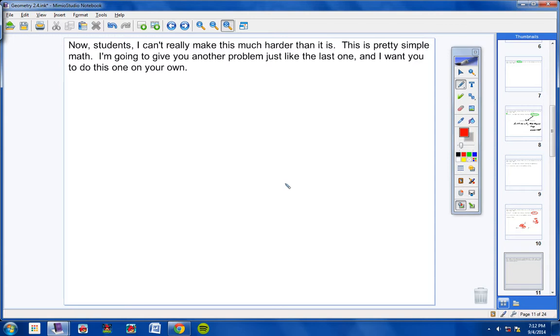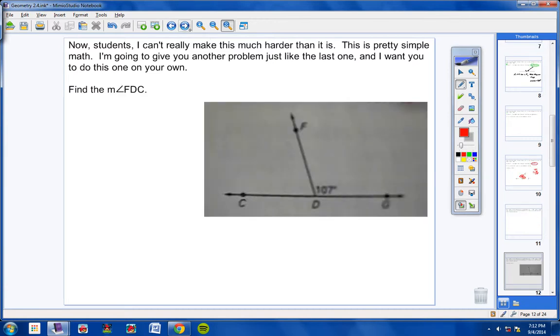All right. Now, students, I can't really make this much harder than it is. This is pretty simple math. I'm going to give you another problem, identical to the last one, and I want you to do this one on your own. Okay. So I'm going to go ahead and put the problem up. Do not pause the video. I'm just going to be really quiet for about a minute, let you guys work on this, and then I'll work it out for you and make sure you got it right. Here's the problem. Find the measure of angle FDC.